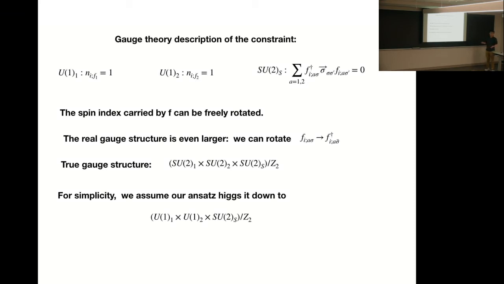So naively, you will find a three-gauge field, U1 and SU2. But it turned out the real gauge structure is even larger, because of something we are very familiar with. You have one electron for F1, so this means that it's basically a spin. You have one electron, you can also say you have one hole, so basically you can rotate the electron to a hole. This means that this U1 is usually enlarged to SU2. This U1 from F2 also needs to be enlarged to SU2.